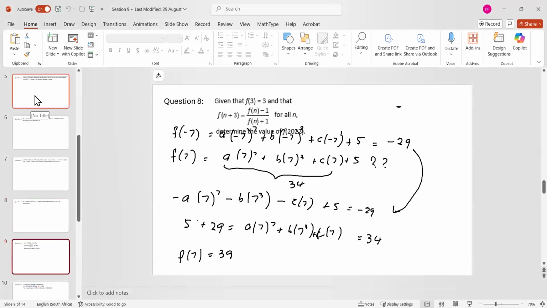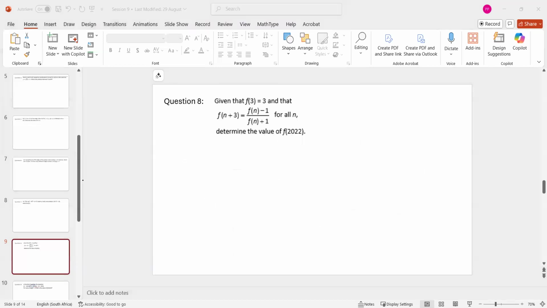Which is now question 8. Okay, given that f of 3 is equal to 3, and you got some formula here, and you're supposed to calculate the value of f of 2022. So you know what f of 3 is. So I can substitute x equals 3 here, then I got f of 3 here, you see.